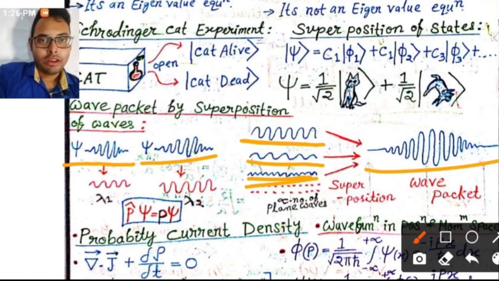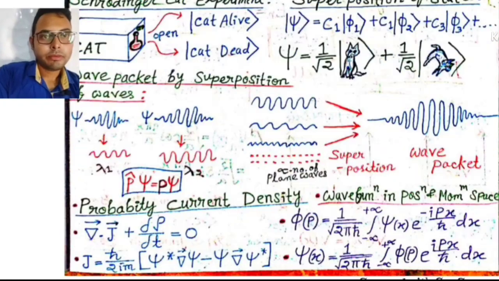If we do the measurement here, then the wavelength of that plane wave becomes lambda 1. If we do that measurement some time later, we will get a different result. The wavelength will be lambda 2, because there are so many possibilities combined in that wave function. Momentum, this is the eigenvalue equation: P cap psi is equal to p psi. P is the eigenvalue.